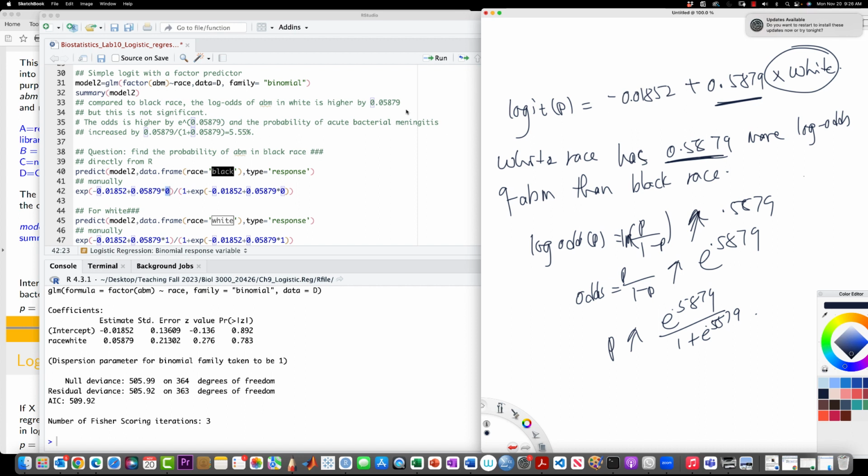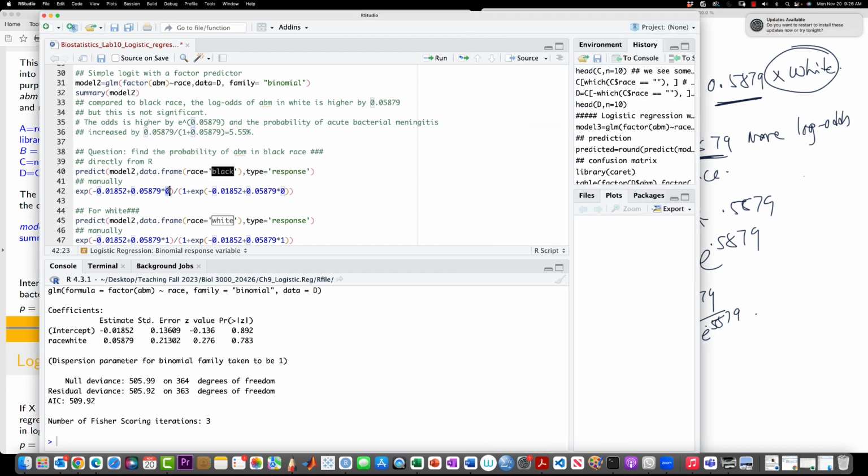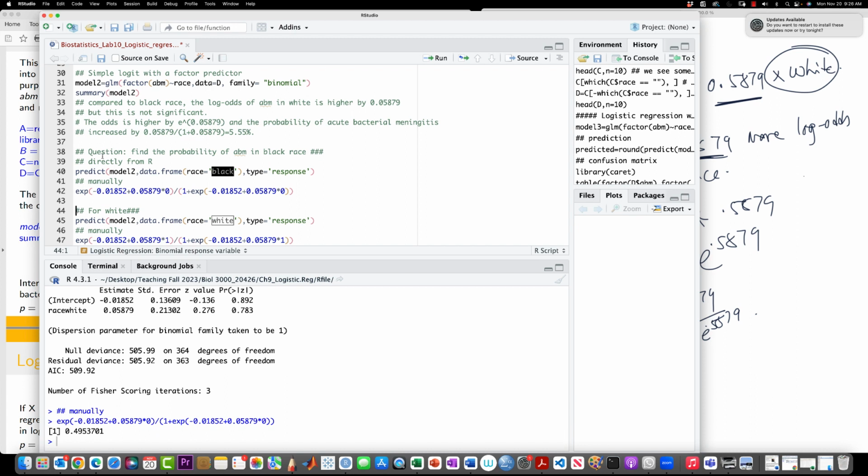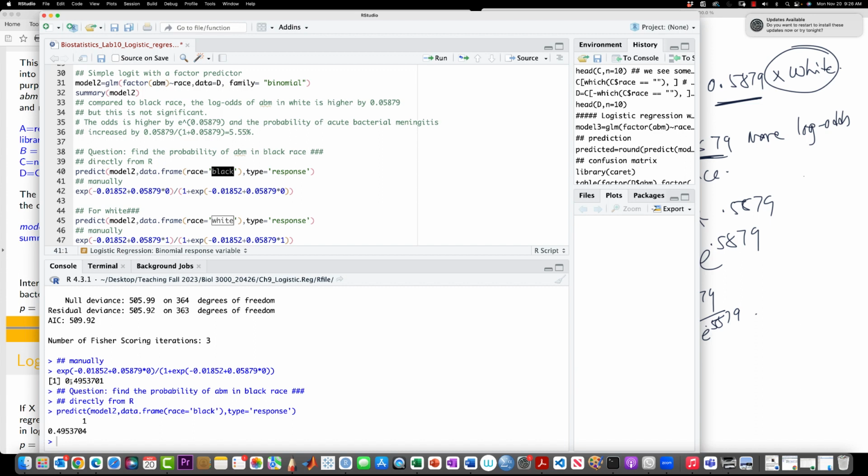Okay, so that's what we are doing, negative point that, and then this times, instead of white we write 0. White equals 1 means the white race, white equals 0 is for the black race, right? But if you want to do it directly using R, then you do predict model 2, data.frame race equals black, because we are finding it for the black race, and type equals response. So you will get a very similar result in both methods, manually or R.